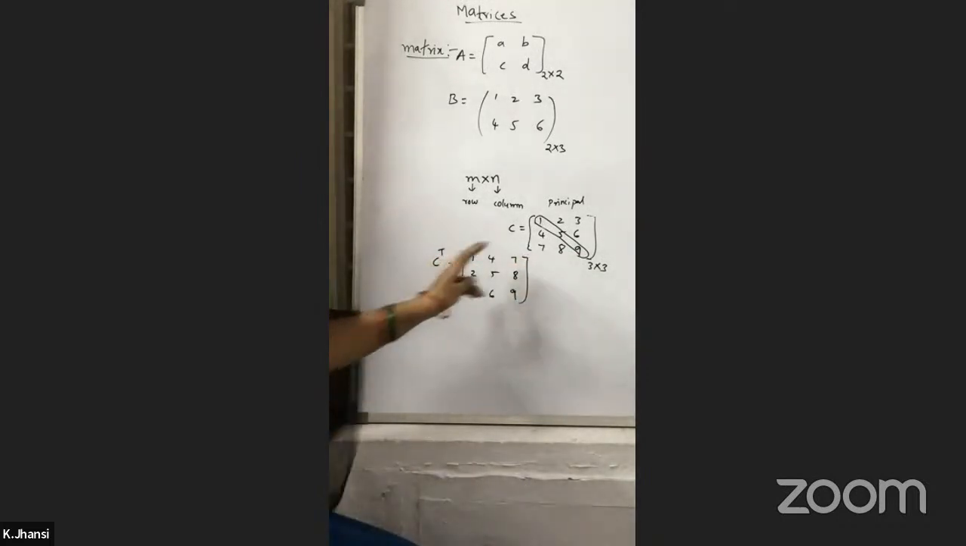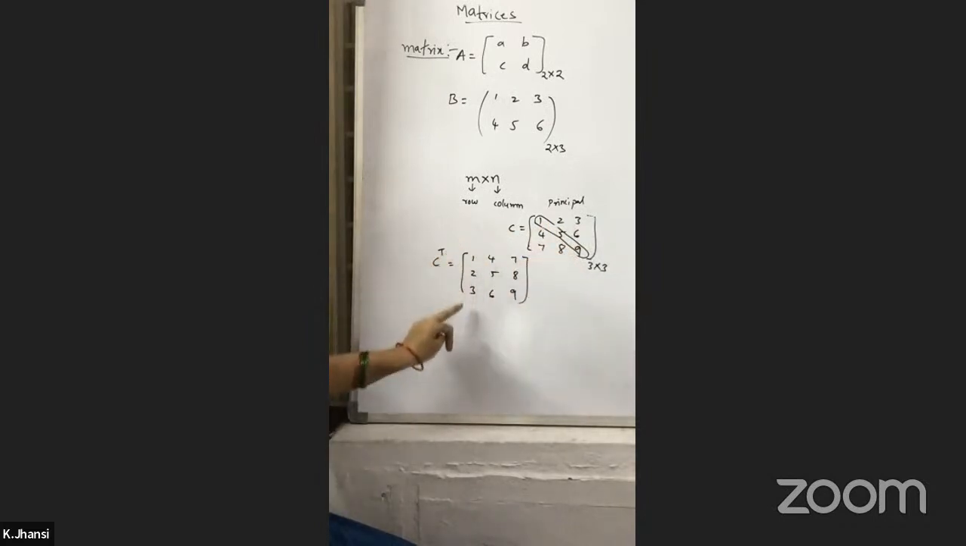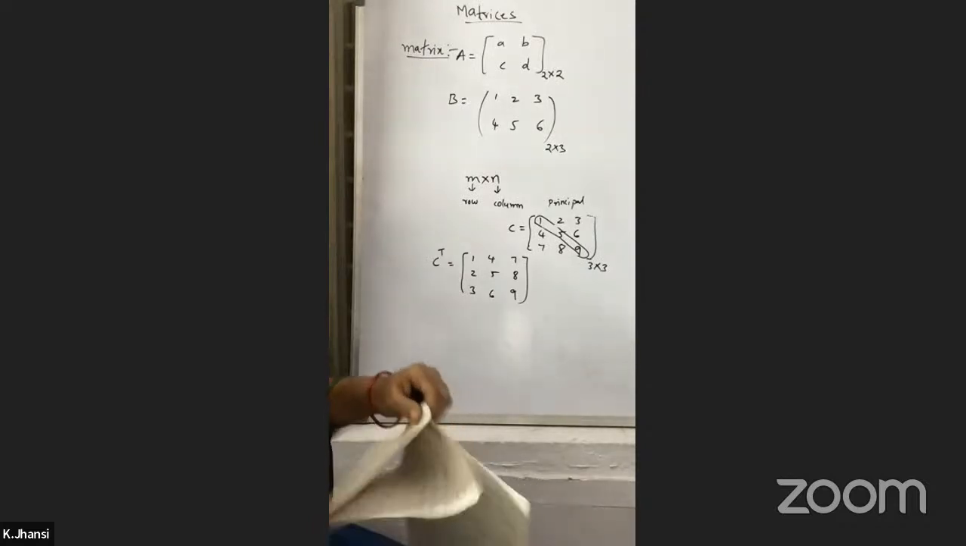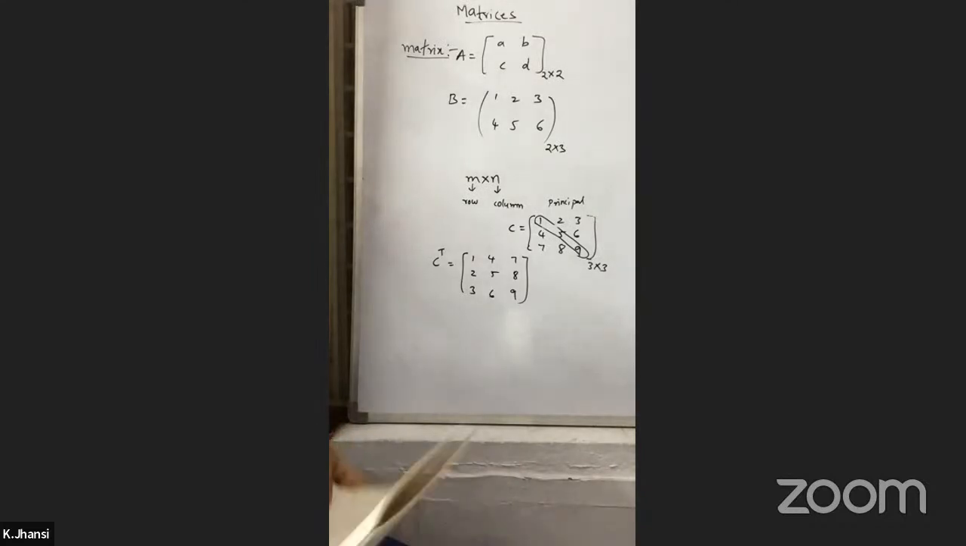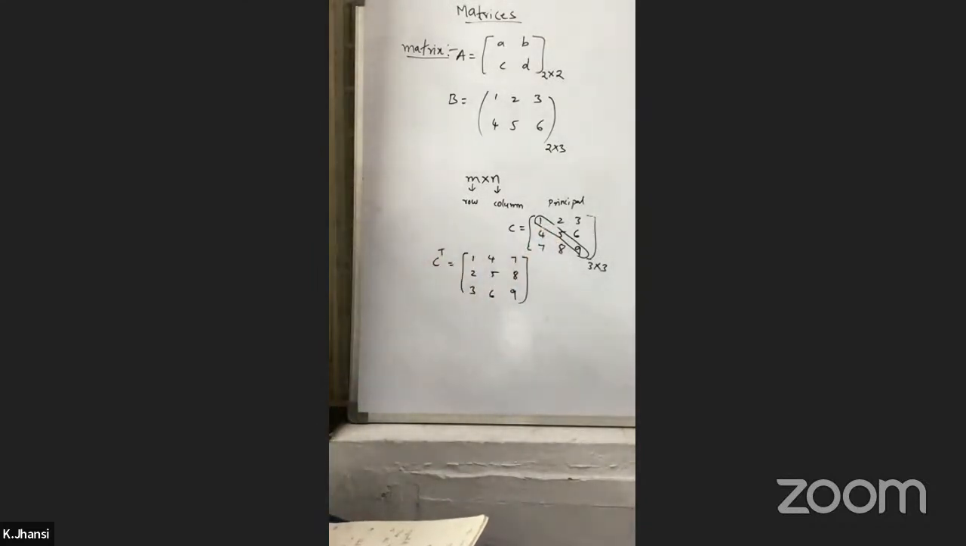So just interchanging these rows and columns is called the transpose of a matrix. That is the definition of the transpose of a matrix. This is also important, the transpose of the matrix. In solving the problems, we will use this concept. Next, any matrix that is given, you can take the transpose of that matrix.